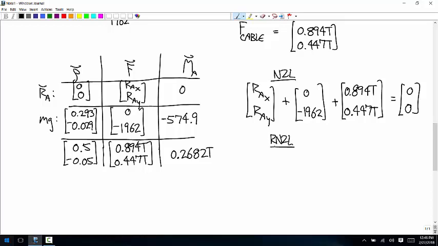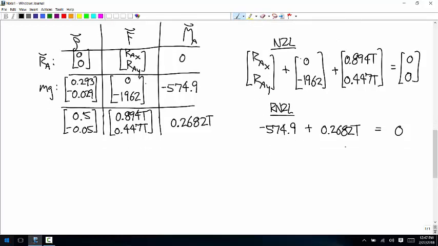And the moment equation says negative 574.9 plus 0.2682t is equal to 0. And so you can use the moment equation to calculate t. What's 574.9 divided by 0.2682? 2143.4. Okay. And then plug that into the other equations and you can solve for RAX and RAY.